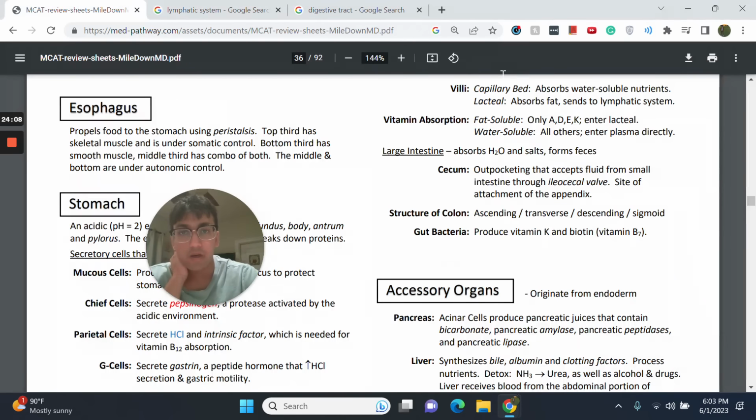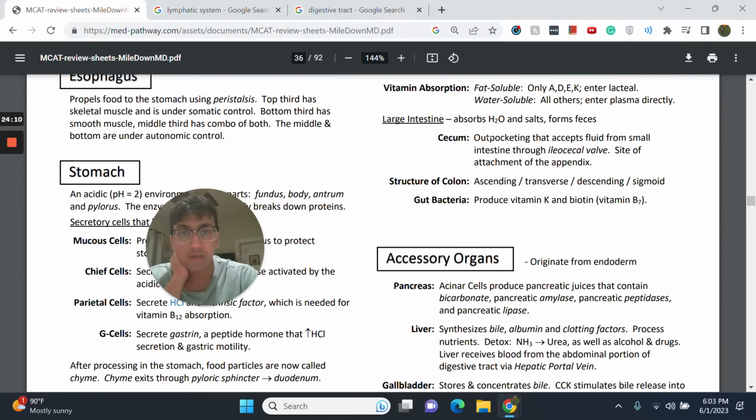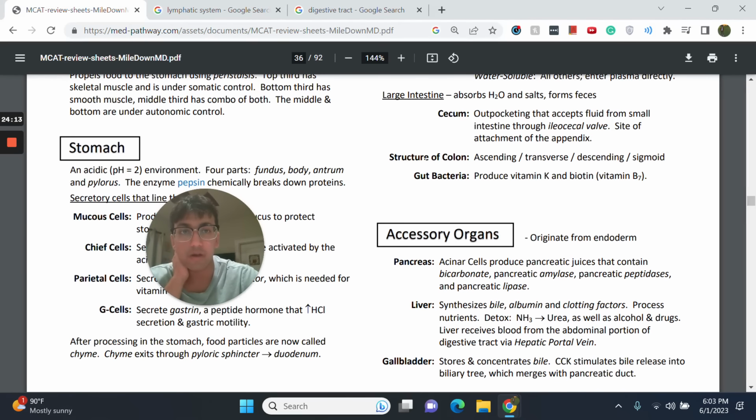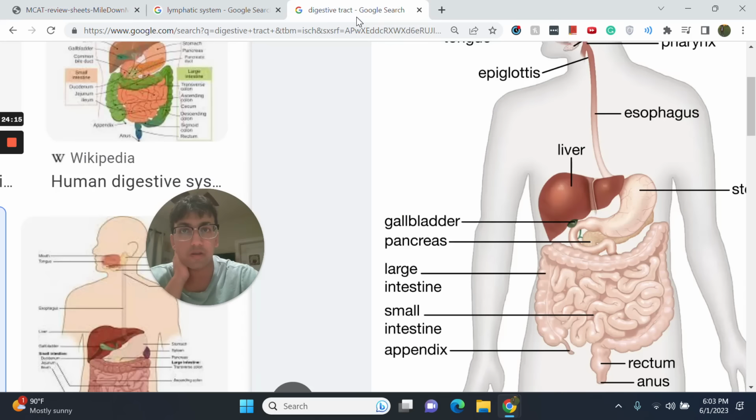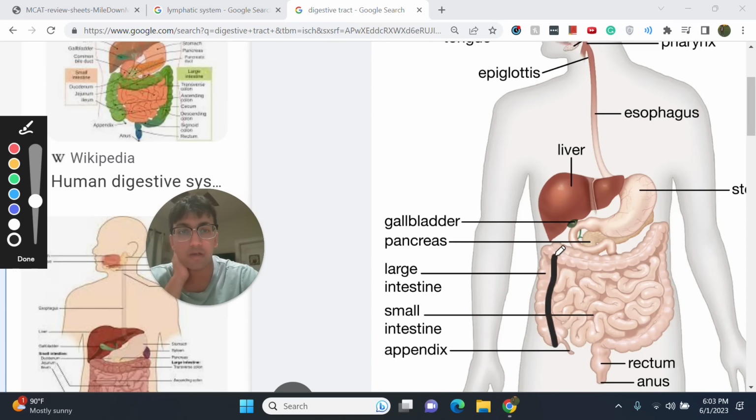Okay. Whew. All right. Now we have the structure of the colon. So the colon is ascending, transverse, descending, right, and then sigmoid.